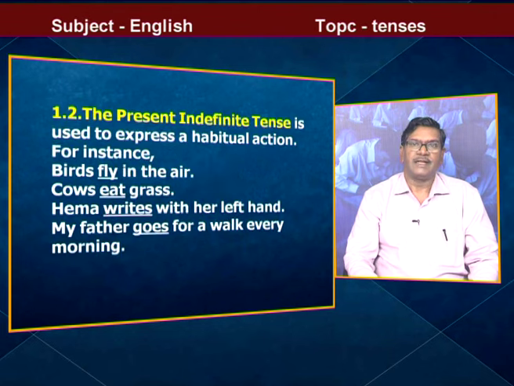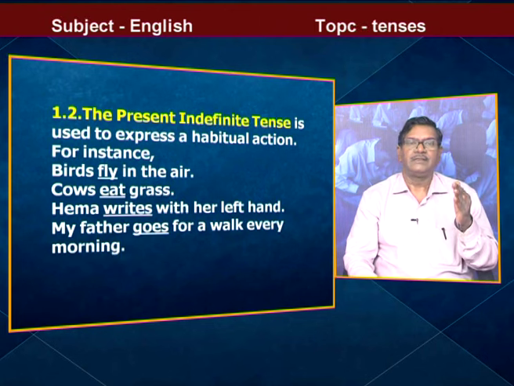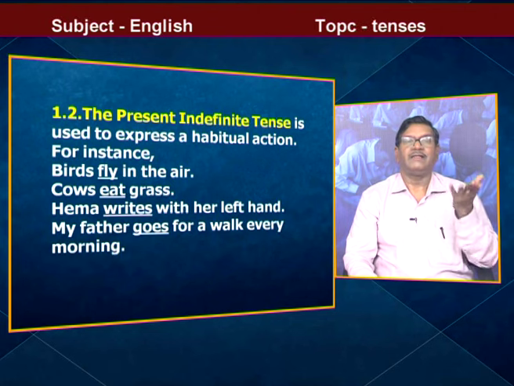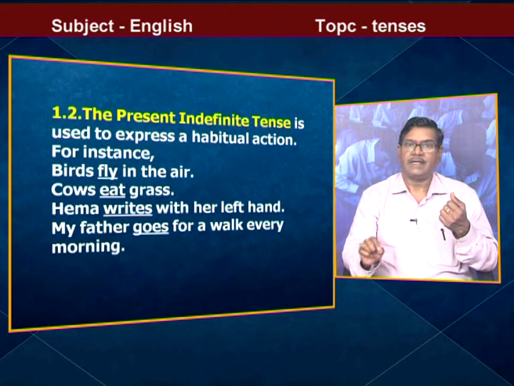The present indefinite tense or simple present tense is used to express a habitual action. Habitual action. Usually, these things will happen. Birds fly in the air. Birds don't fly in water. Cows eat grass. It is a habitual action. Hemar writes with her left hand. Usually everybody writes with right hand.